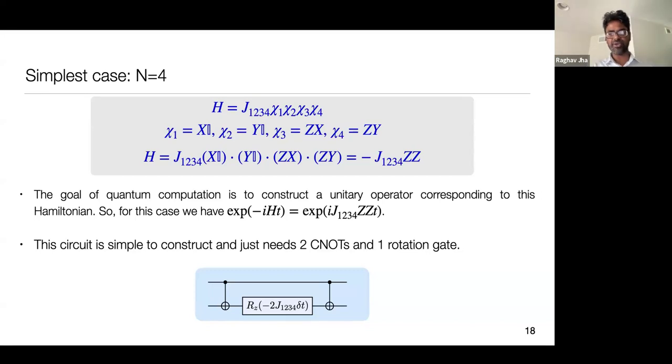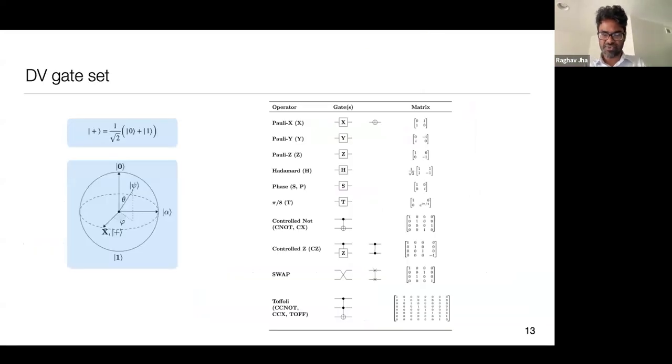So if you have a Hamiltonian like this, and you want to do a quantum simulation, you have to write a circuit for that. And the circuit looks like this. So we know the gates from the previous slides. The 2 gates in that circuit are just the CNOT, controlled not, and the rotation gates.